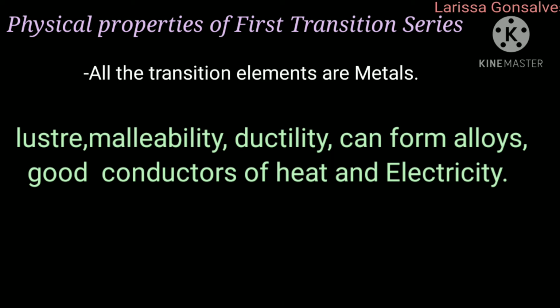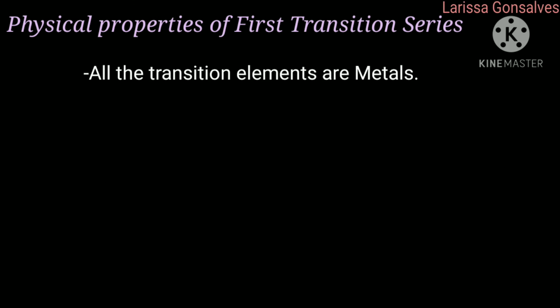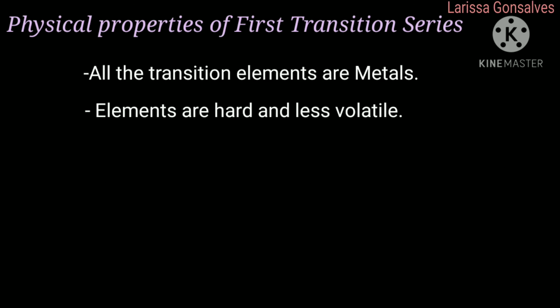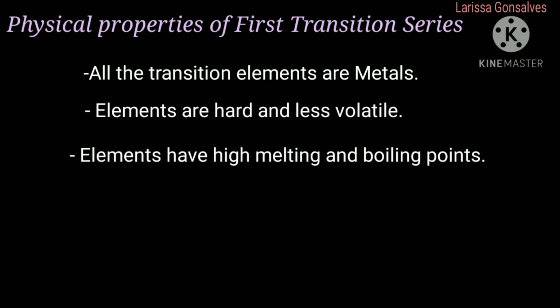They are also good conductors of heat and electricity except for some metals like zinc, cadmium, mercury and manganese. All the elements of the d block are very hard and are less volatile except for zinc, cadmium and mercury. They also have high melting and boiling points. The reason for zinc, cadmium and mercury not being hard is because they have all electrons paired, whereas in the other transition elements there are unpaired electrons present in the d subshell.